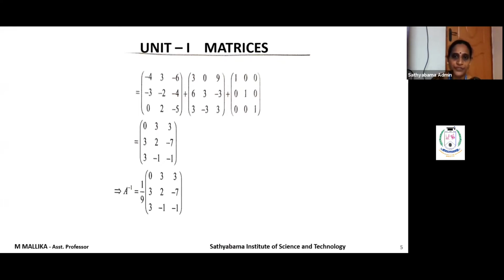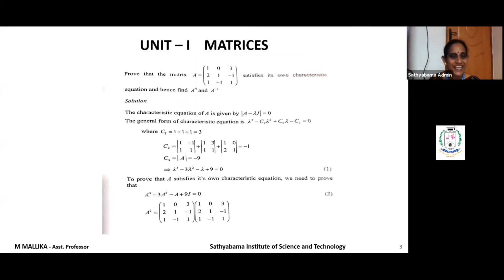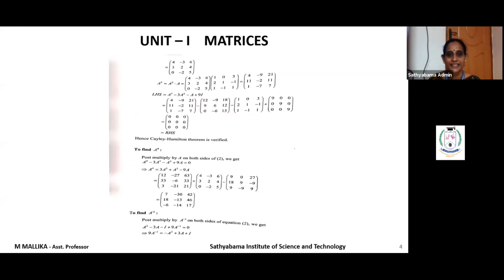This is a very simple procedure. What you should do is you should know matrix multiplication and you should know the general formula for the characteristic equation. If that is done, then you can easily verify the Cayley-Hamilton theorem, and based on that, you can also find out A inverse and A power 4. And please don't think that you will be getting the same matrix in the examination. You will be getting different matrices, but you will be getting a matrix of order 3 in Part B only. So please don't expect the same matrix in the examination.